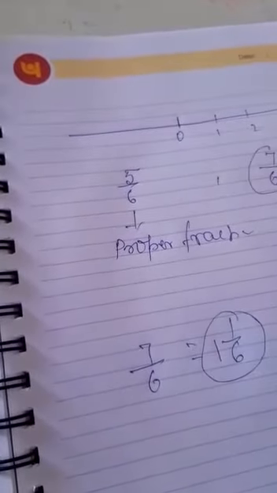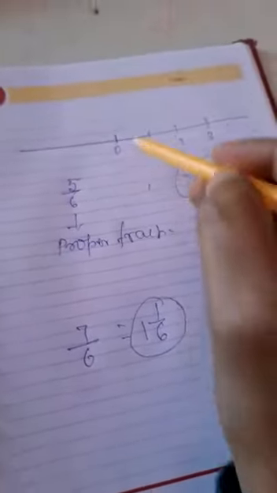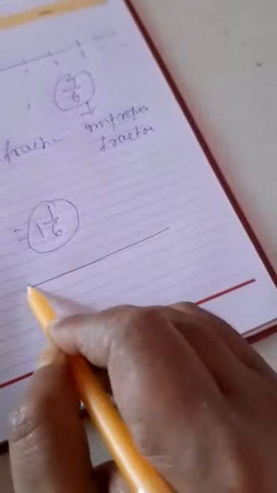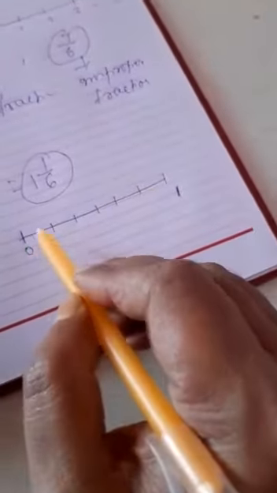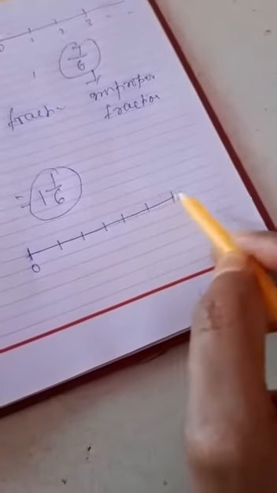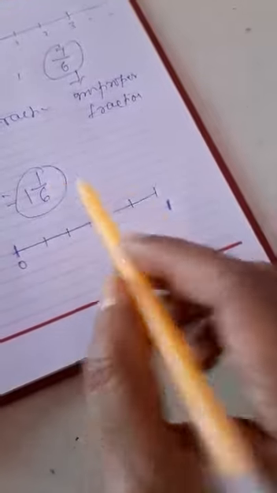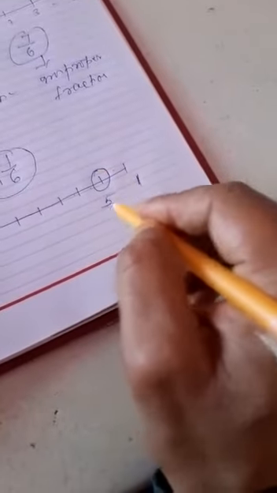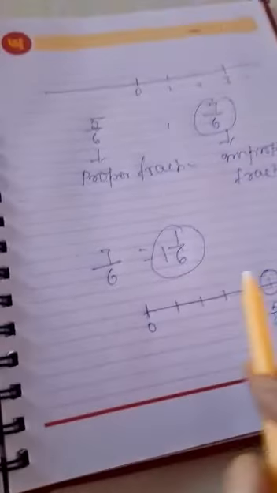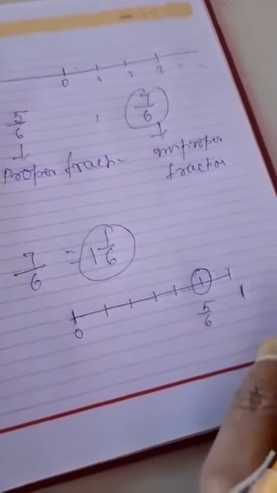Now 5 by 6 lies between 0 and 1. How do we find where it is? This 0 and 1 will be divided into 6 equal parts. Here is 0, here is 1, and this is divided into 6 equal parts, 1 centimeter each. 1, 2, 3, 4, 5, and 6. So the fifth mark is 5 by 6. This is a representation of a proper fraction, which always lies between 0 and 1.